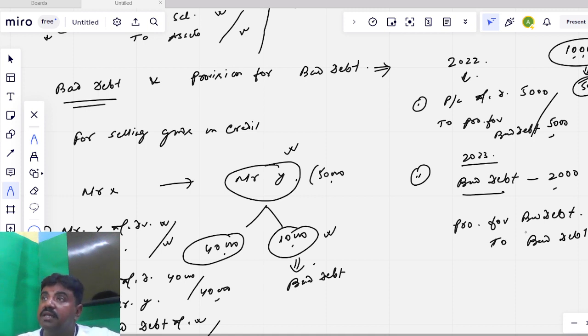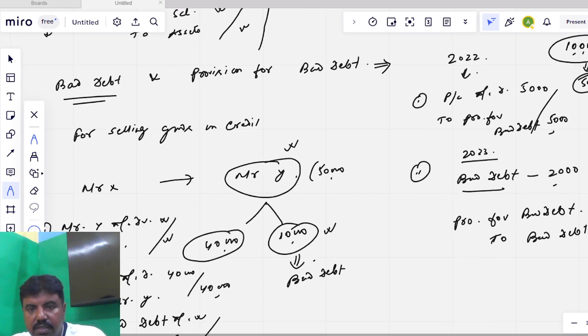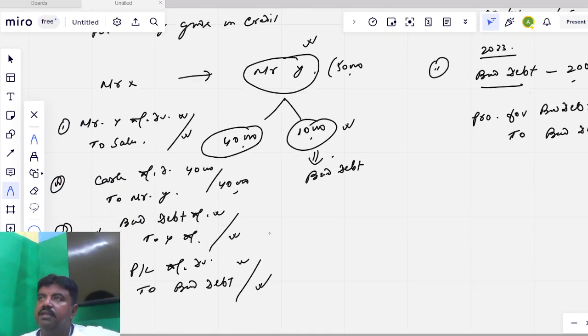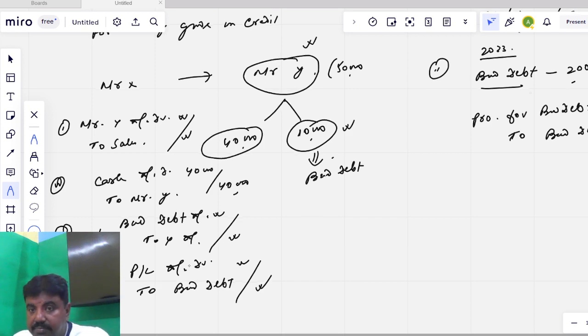One question might come to your mind: sir, just now you told that when bad debt is there, it is transferred to the profit and loss account. It would be transferred to the profit and loss account when there is no provision. If you did not create any provision earlier, then the bad debt losses will be straightaway debited to the profit and loss account.